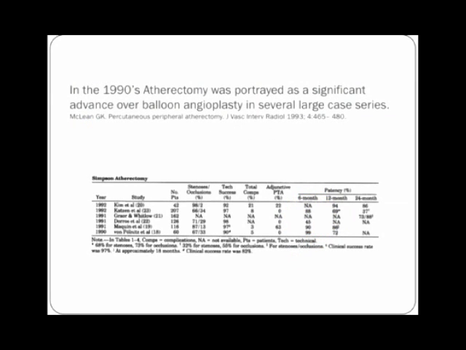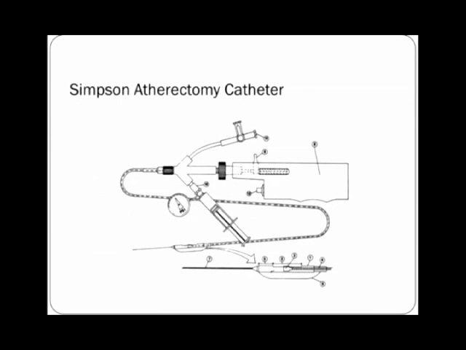In the 1990s, atherectomy was portrayed as a significant advance over balloon angioplasty in several large case series. And we were very enthusiastic about it. I was one of the enthusiasts. And the atherectomies at those times were done with the Simpson atherectomy device, which is a very good catheter. It takes out very good slices of the atheroma.